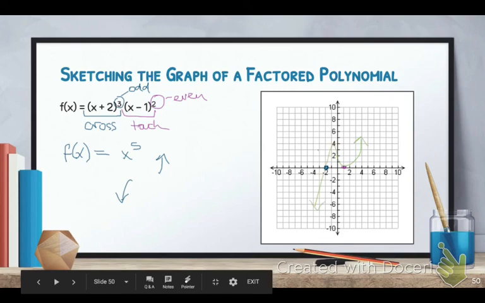So it's going to come down, touch at positive 1, go back up somewhere, and then cross again at negative 2. So the sketch of this graph would kind of look like that. If we wanted an actual perfect polynomial, we would plug it into our graphing calculator and see what it comes out with, which you're welcome to do.